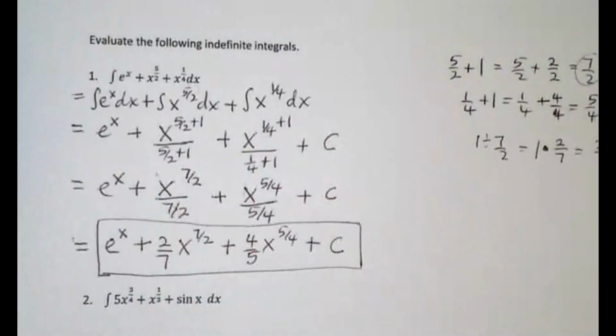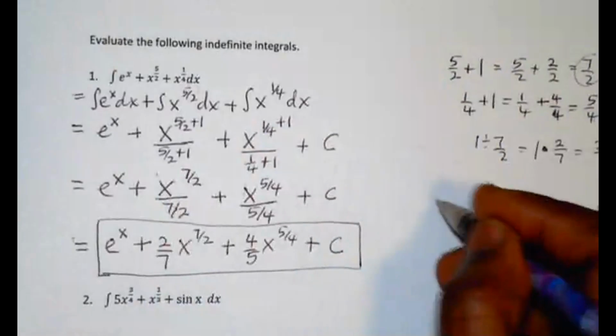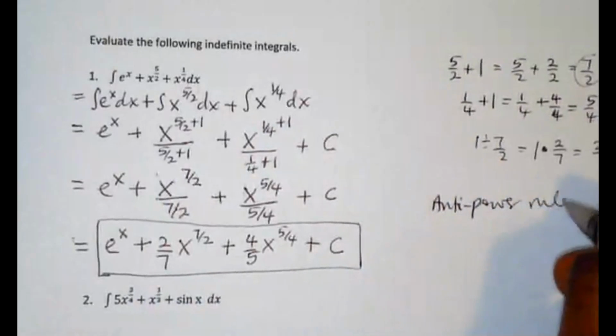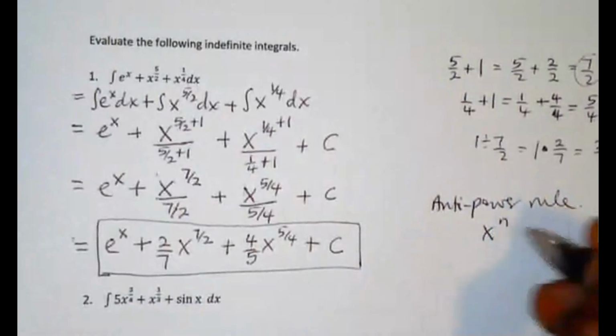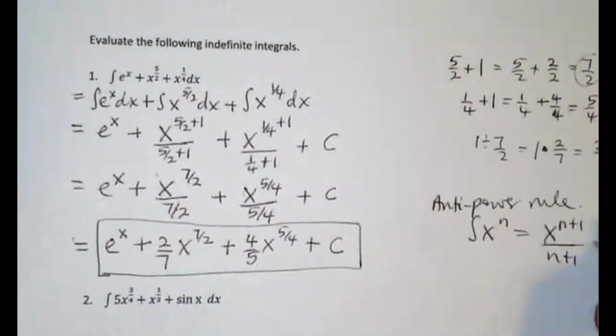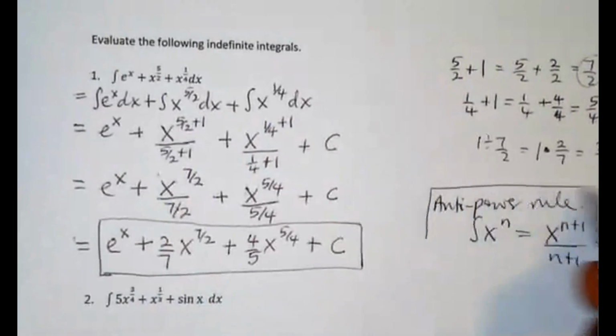One, if I have a fractional exponent, to find the integral, I have to add 1 to the exponent and divide by the sum that I get. So that's the anti-power rule. Okay, so if I have x to the power n, the integral of that is x raised to the power n plus 1 over n plus 1, and then plus the constant. Don't forget that.